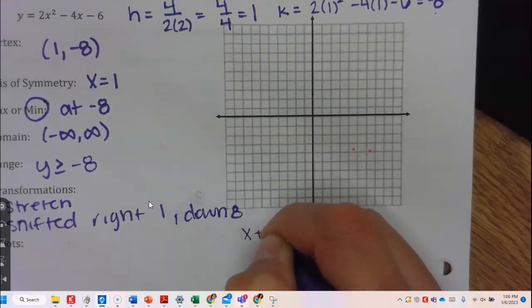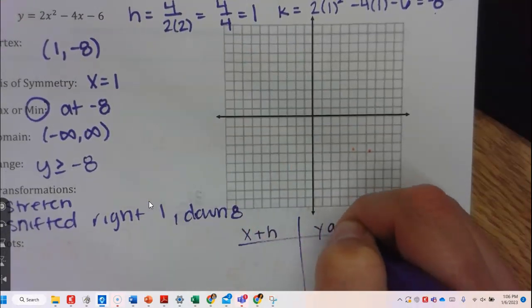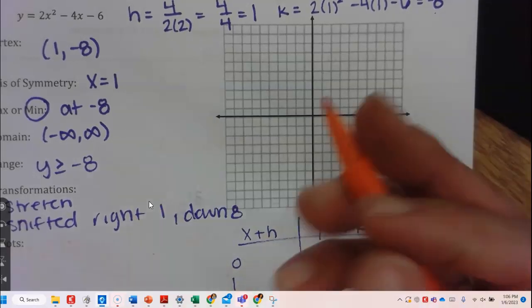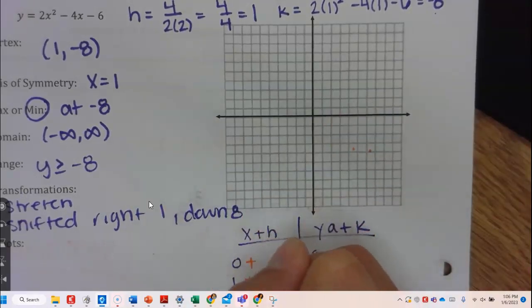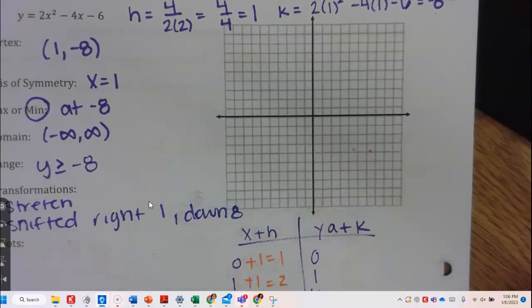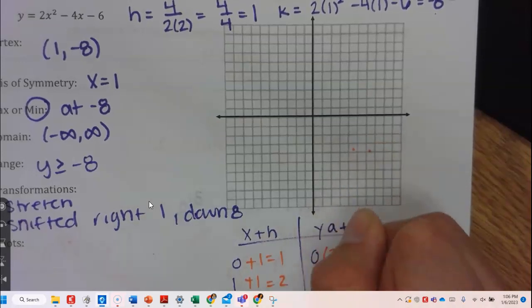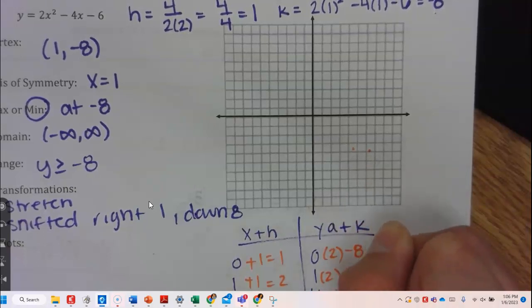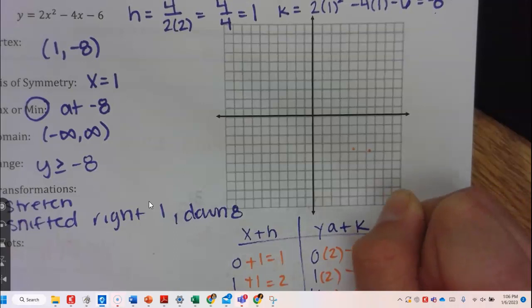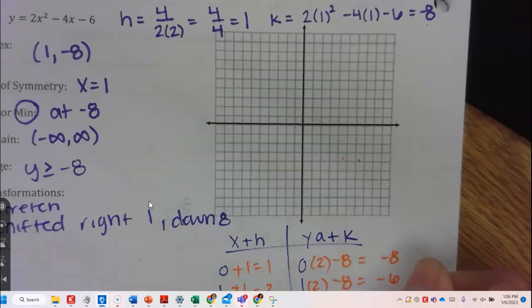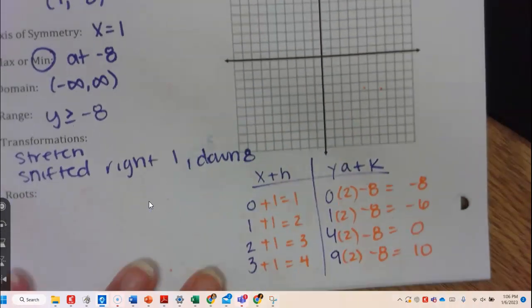My table, so we're going to add 1, multiply by 2 on the y's, and subtract 8. And then plot your points.